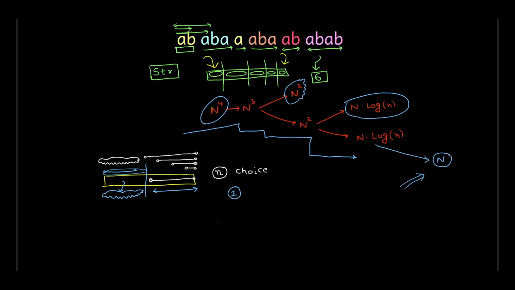If you define dp of I to be the max number of partitions of the ith prefix, that is of str 0 to I. If you have this dp definition, then you can realize that for computing dp of I, let's go to the next slide and see how we can compute dp of I.